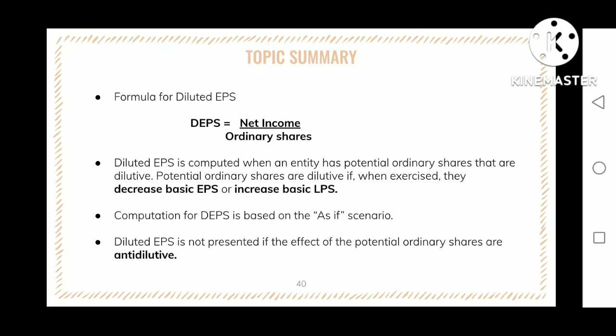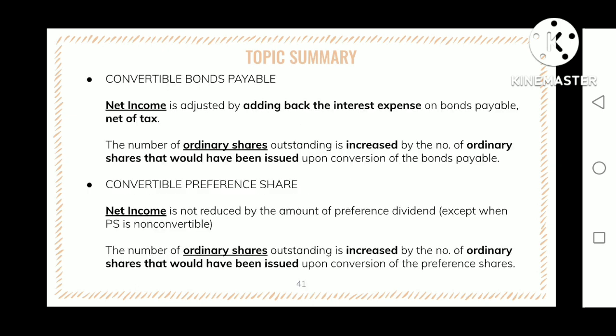What do we mean by anti-dilutive? This arises if the potential ordinary shares when exercised increases the earnings per share or decreases the basic loss per share. So, ito po yung mga summary about sa formula nila.